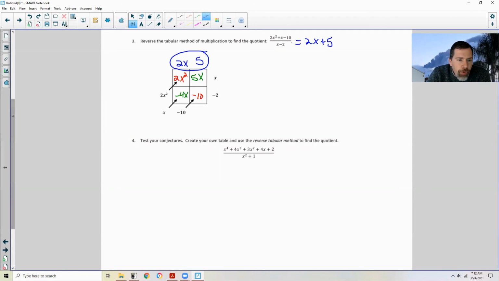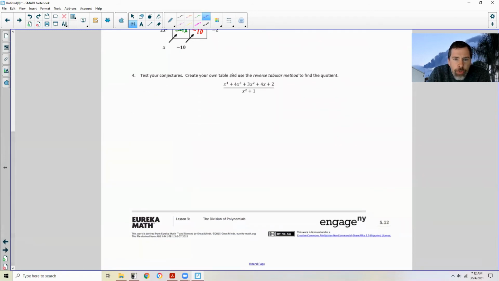Okay, number 4. Test your conjecture. Create your own table and use the reverse tabular method to find the quotient of this. Whoa. All right, so I need an x squared and a 1, and I have to have a space for my linear term, so be careful. So here's what we're going to do. I'm just going to draw my two sides first, like so. And I'm going to write x squared here, 0x here, and 1 here. All right, that's my beginning.